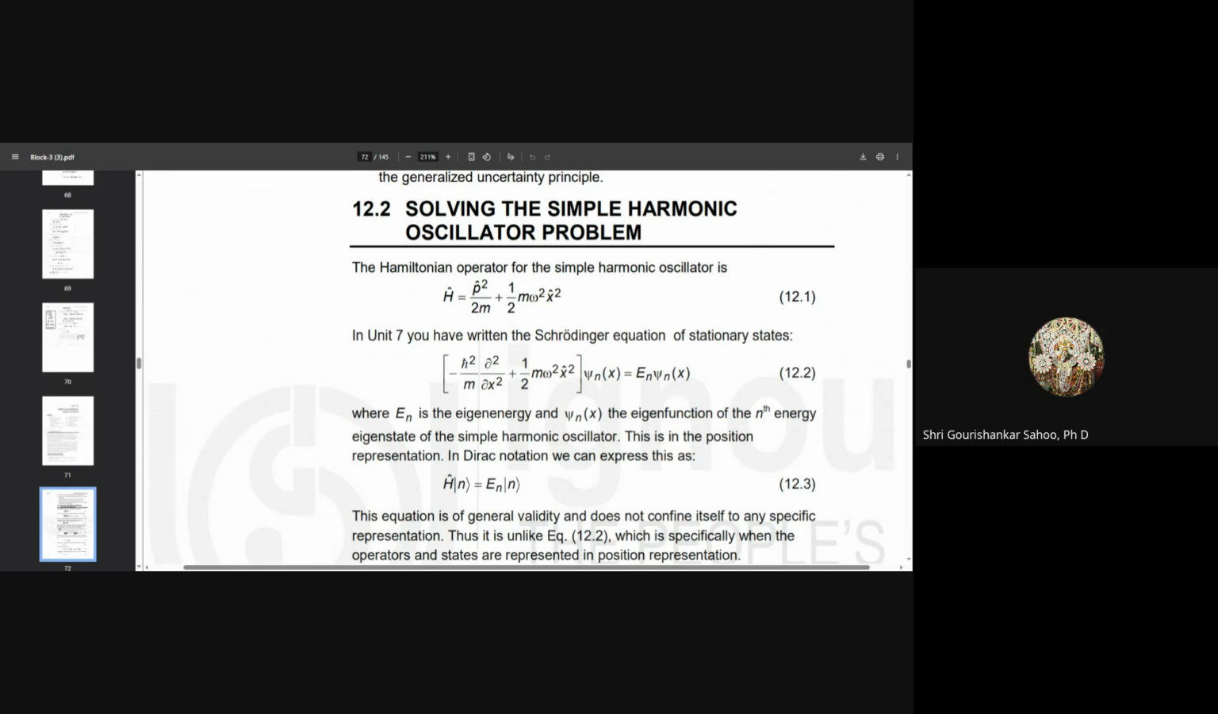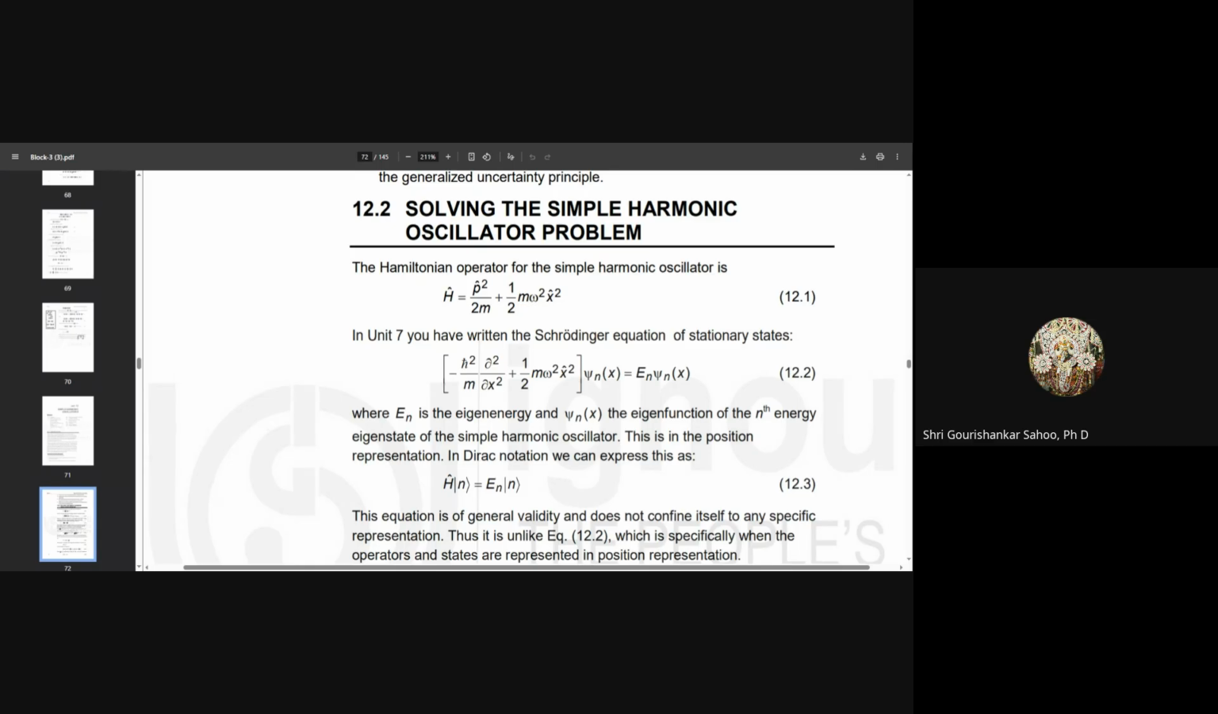So in Dirac notation, you can write it as H cap |n> is equal to E_n |n>. Here |n> is a ket state, which is a column matrix. So this equation is of general validity and does not confine itself to any specific representation.